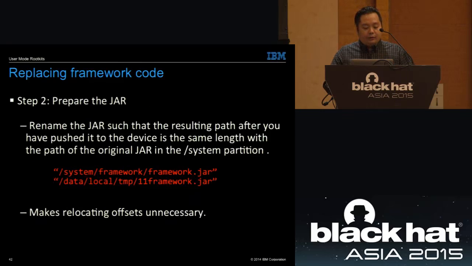After you've done that, you have to rename the jar such that the resulting path after you have pushed it to the device is the same length as the path of the original jar in the system partition. Now, why do we have to do this? The oat file that we generate only requires two parts that have to match with the old one.